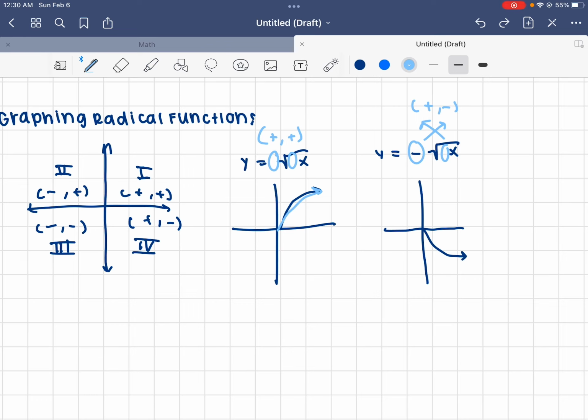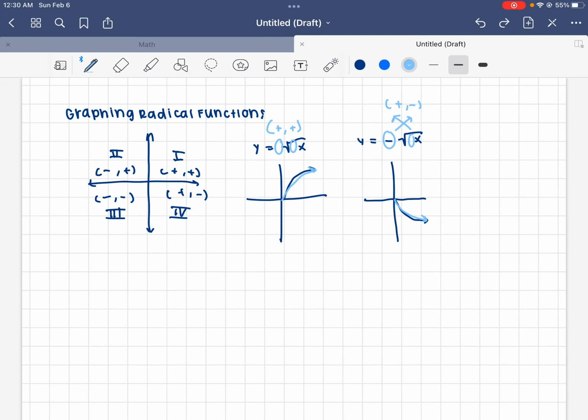Meanwhile, for this one, it is going down here because our x is positive, our y is negative. And we can see over here that it's going to be in quadrant 4. So that helps with determining where our graph goes. Let's do a few more.